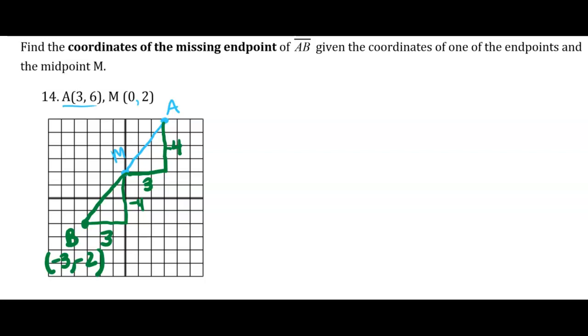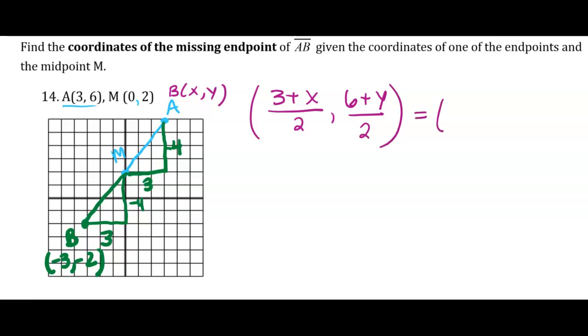You can also do this algebraically. So using your midpoint formula, we're going to think, okay, if I knew what B was, then I could get to M. So I would start at A and I would go 3 plus whatever B's X is, and I would divide it by 2. And then I would do 6 plus whatever B's Y is, and then divide it by 2. And that would give me out 0, 2. So that means I want 3 plus X over 2 to equal 0, and 6 plus Y over 2 to equal 2.